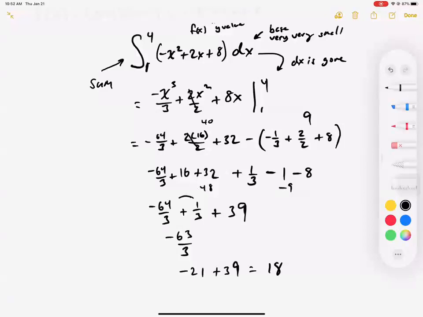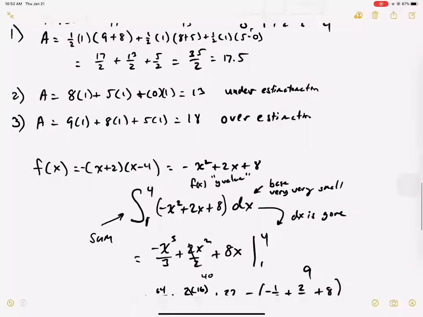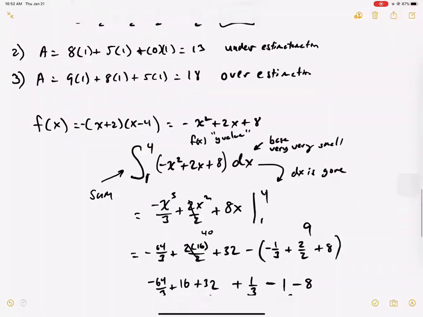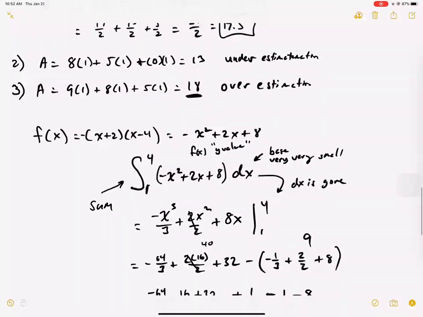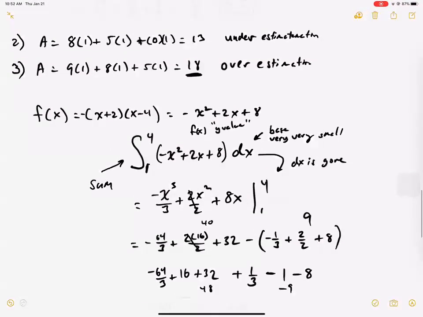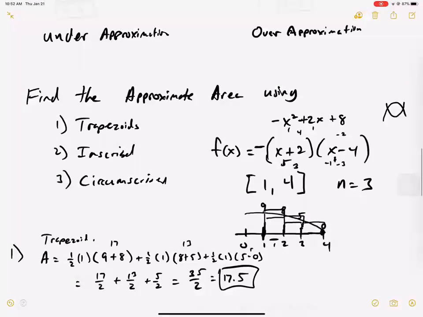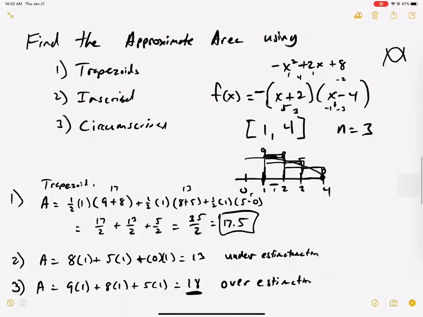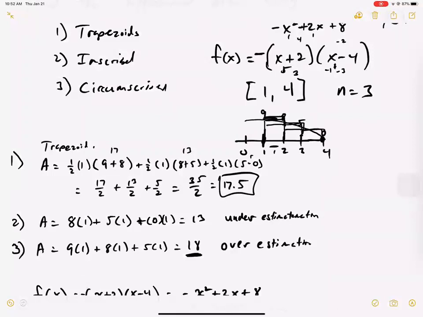Okay, so 18 is the actual value, the area underneath this curve between 1 and 4. We said our trapezoid approximation was 17.5, which is darn close. We knew we had an underestimation of 13 and an overestimation of 18. This overestimation of 18 turned out to be the same number here, but it wasn't done the same way, because we did overestimate. And looking at the graph, this overestimation should have been a lot over.